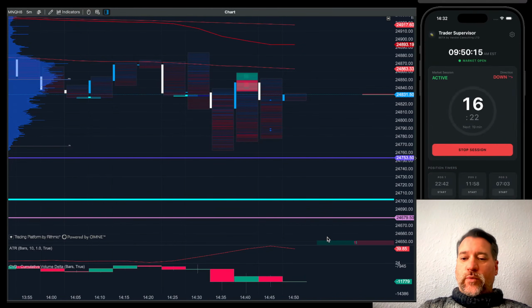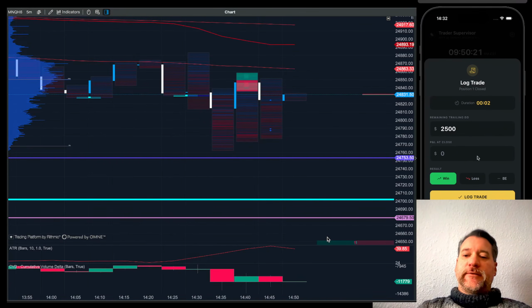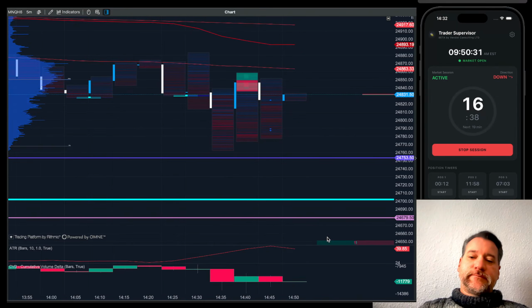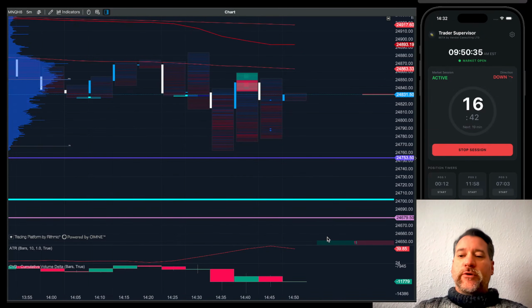Okay, so I didn't trade this. I didn't lock this in, but I had, let's say, I lost $300. It was $250. Okay, $250. So I'm gonna say it was a $250 loss. Boom, and I log it very quickly. Okay, so should I go long? Should I go short?